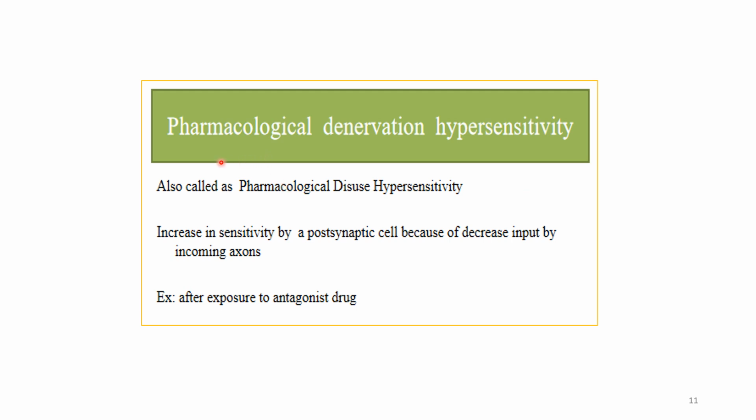Now coming to the pharmacological denervation hypersensitivity. It is also called pharmacological disuse hypersensitivity. That is, after an exposure to an antagonistic drug for a long time, the muscle will show pharmacological denervation hypersensitivity. So there will be an increase in the sensitivity of the postsynaptic cell because of decreased input by the incoming axons, because of the usage of the antagonistic drug for a long time.